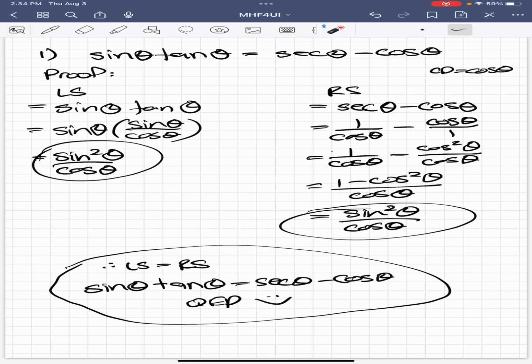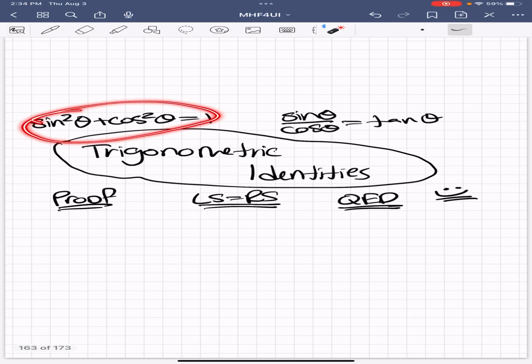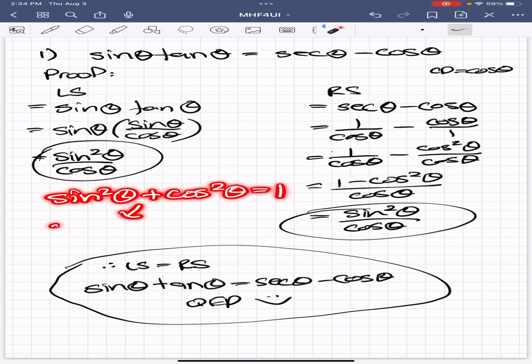And using trigonometric identity 1, using this identity, and it's sine to the power of 2 theta over cos theta. Just so that you know, sine 2 theta plus cos 2 theta equals 1.